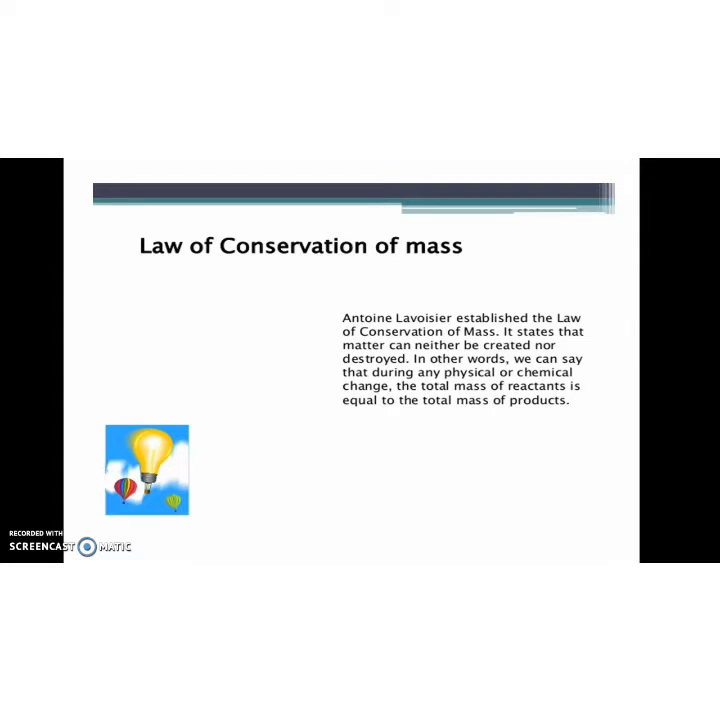The first law is the law of conservation of mass, which was proposed by Antoine Lavoisier. He states that matter can neither be created nor be destroyed. In other words, during any physical or chemical change, the total mass of the reactants is equal to the total mass of the products. That means the total mass before the reaction and the total mass after the reaction should be equal. So matter is neither created nor destroyed. This is the law proposed by Antoine Lavoisier.